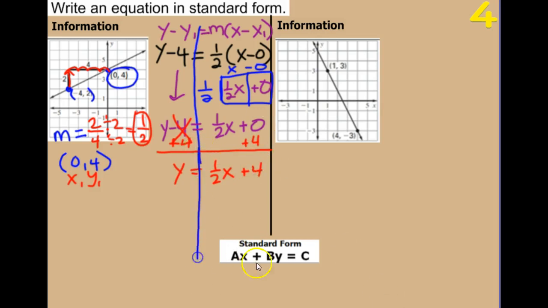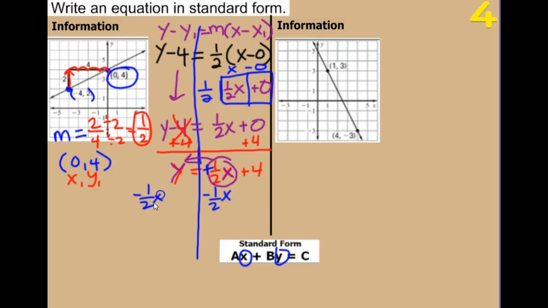And then I want x and y on the same side. Right now they're on opposite sides. Here's x and here's y. So I need to move this 1/2 x over to the other side. So it's a positive right now. I need to subtract 1/2 x.